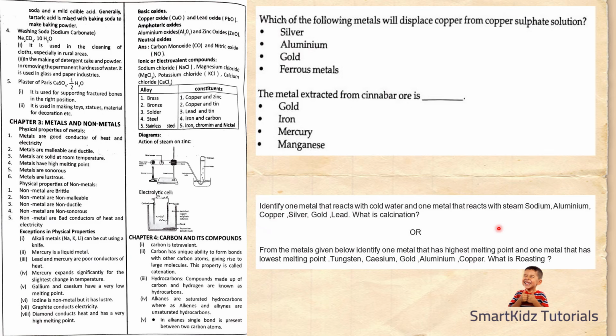That is important. Then the other question is, from the metals given below, identify one metal that has the highest melting point and one metal that has the lowest melting point. Again, go through and find out the metals that have the highest and lowest melting points. It is there again in your textbook.